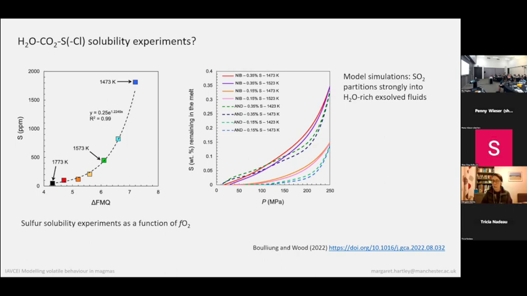We haven't talked at all really about chlorine in solubility experiments. And I'm not aware of any volatile solubility codes that include chlorine. So this is probably a major gap that will be very interesting to have more experimental data and more codes to help us understand how chlorine is behaving in systems.